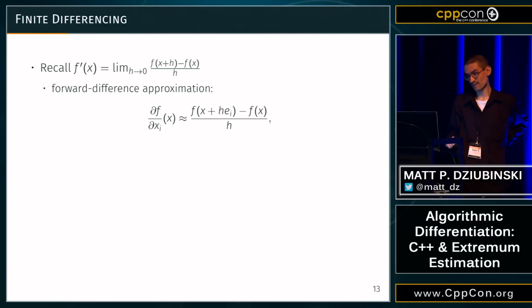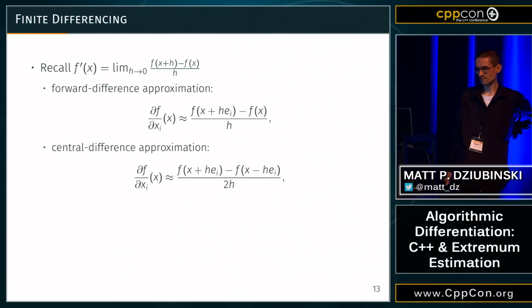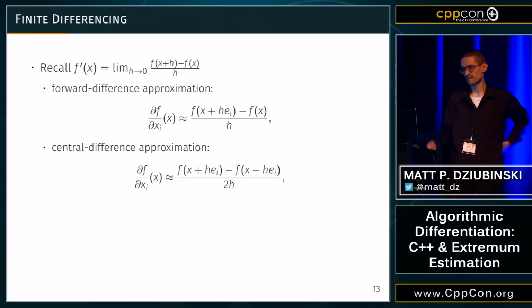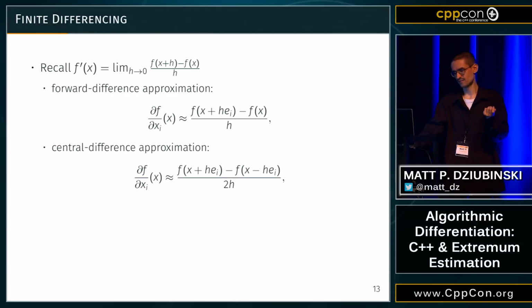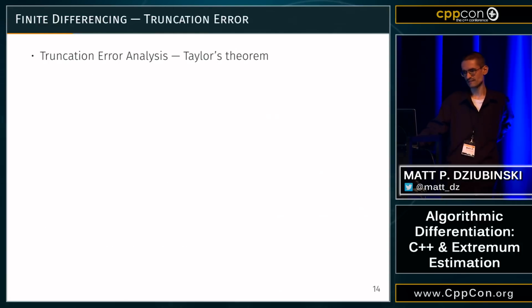This is a very easy method. It's usually relatively fast if you have a small number of arguments. It's usually not very accurate. So what we can do to improve is to use the central difference approximation, which in a sense is twice as accurate, but it's also twice as expensive. So that's basically the tradeoff.